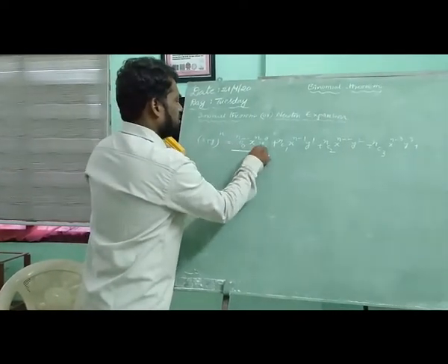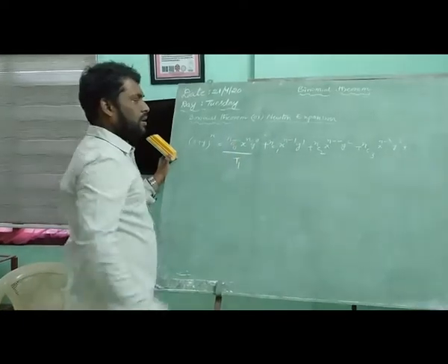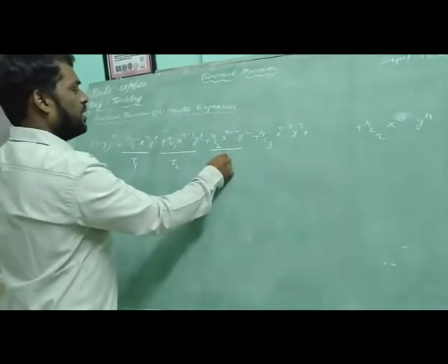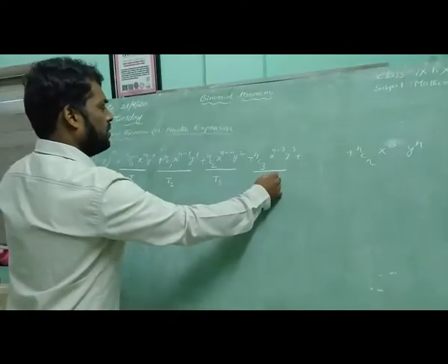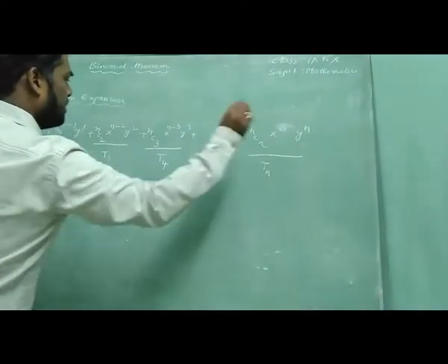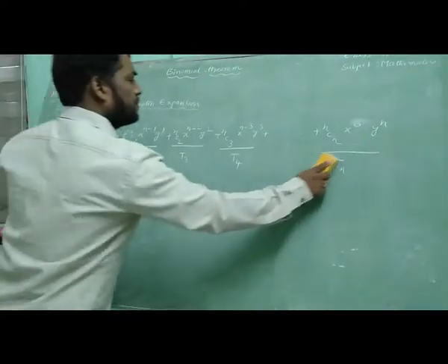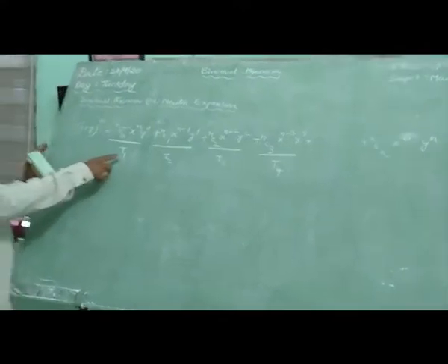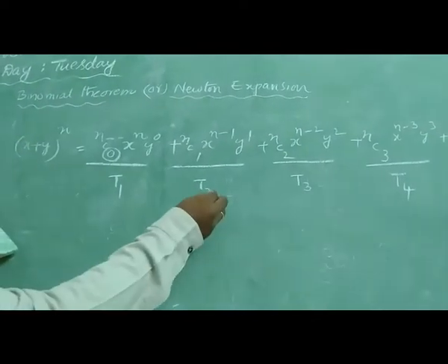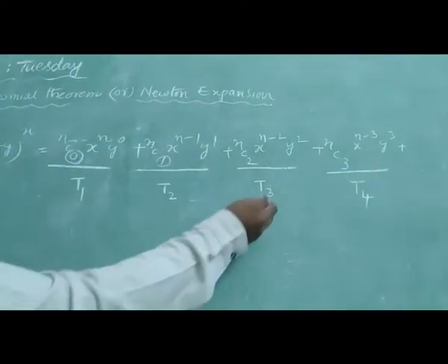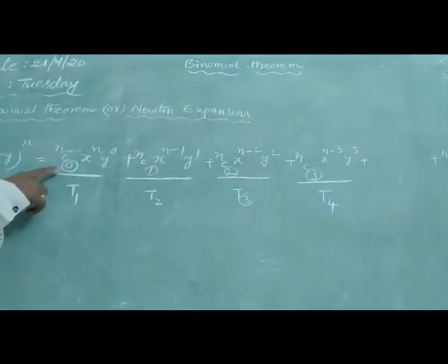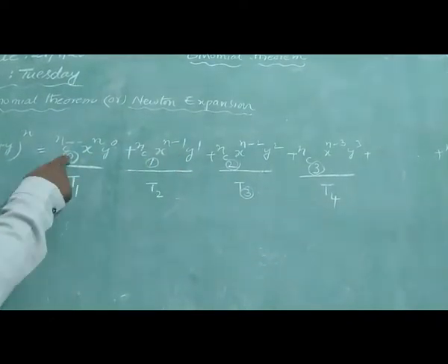The first term is denoted by t1, the second term by t2, the third term by t3, the fourth term by t4, and the last one is the (n plus 1)th term. Observe here: if it is the first term, it is 0. If it is the second term, 1 comes. If it is the third term, 2 comes. If it is the fourth term, 3 comes. So how do you get these terms?